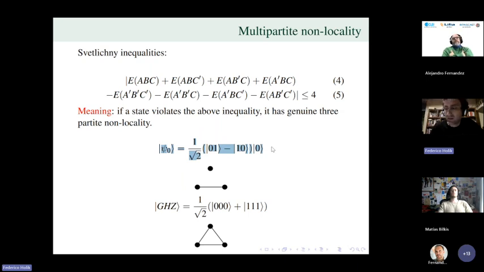Of course, you are in the same situation as in Bell's. The fact that the state does not violate the inequality doesn't mean that it is local. You don't know. It's a partial criterion. If it violates, you are sure that it displays genuine tripartite non-locality. But if it doesn't, you don't know. You are not sure because you don't know whether there exists a different inequality or different combination of observables that will give rise to some form of non-locality. So it's a partial criterion.